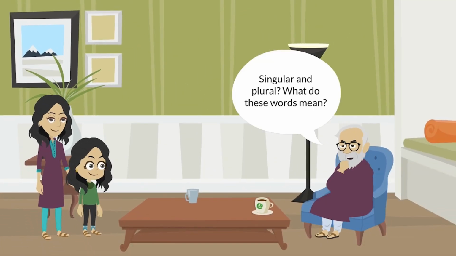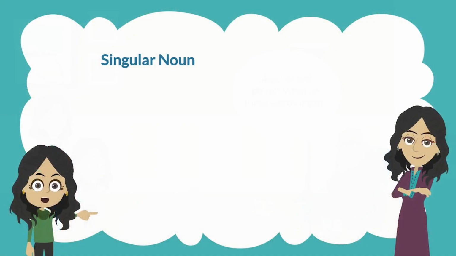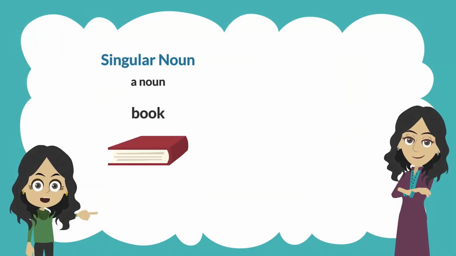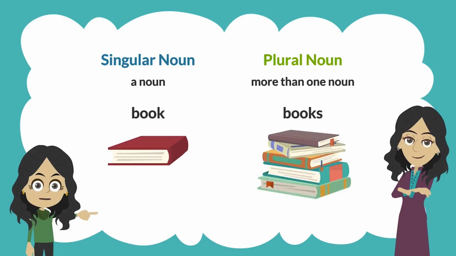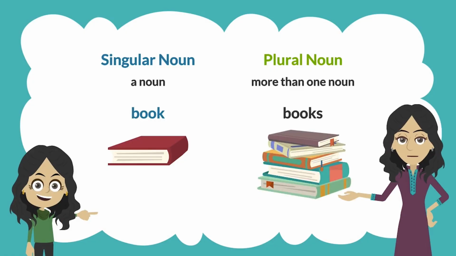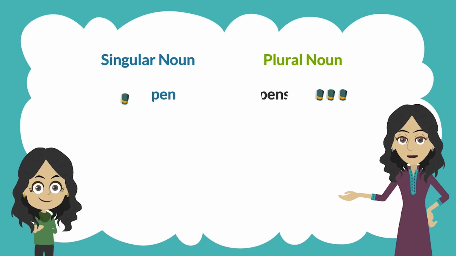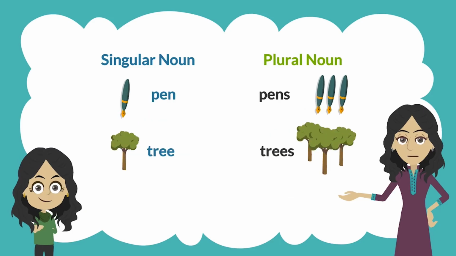Singular and plural? What do these words mean? A singular noun means just one noun, like a book. A plural noun refers to more than one noun, like books. That's right. For most nouns, we add s at the end to change them from singular to plural nouns. A few examples are pens, trees, and chairs.